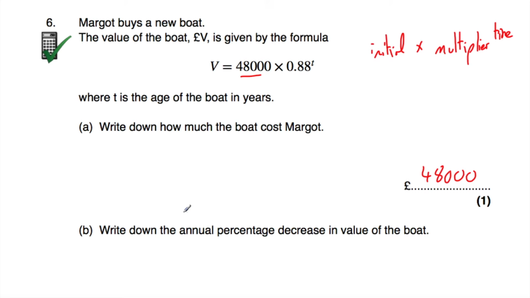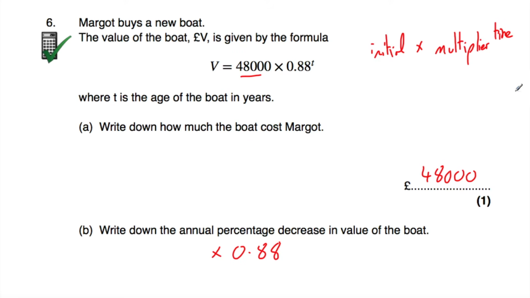And then part B says write down the annual percentage decrease in value of the boat. So let's have a look at the multiplier, because the multiplier will tell us if the value of the boat is going up or down. If the multiplier is greater than 1, then the value of the boat is going to be increasing. If the value like here is 0 point something, then it's going to be decreasing. So let's have a look at this multiplier, 0.88.